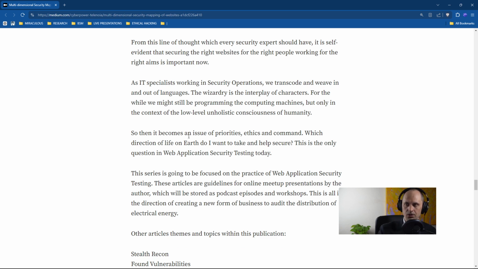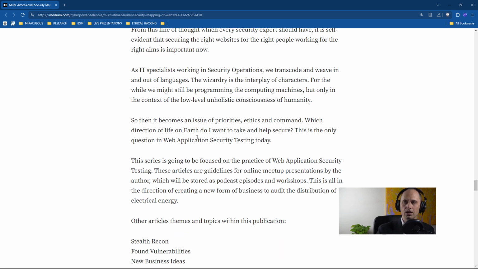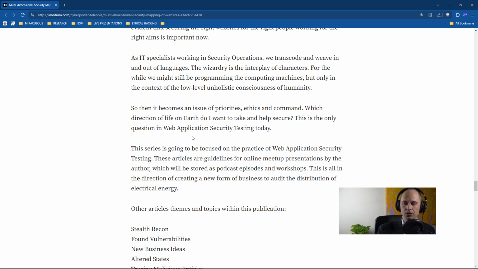As IT specialists working in security operations, we transcode and weave in and out of languages. The wizardry is the interplay of characters. I'm talking about alphanumeric and beyond types of characters. But someone who may be neurodiverse may understand this as the characters, another word, but it's not right, but it would be personalities or eyes, would be another definition of characters here, which is in parallel with what I'm saying, but a little different.